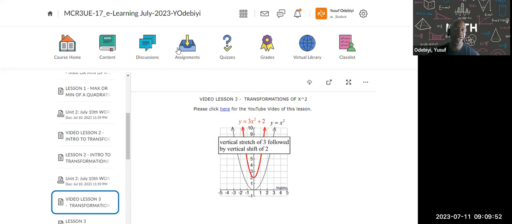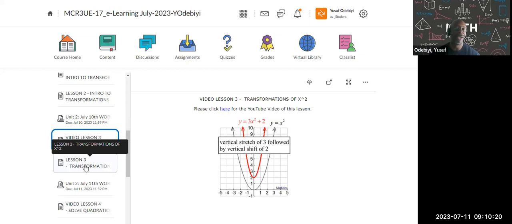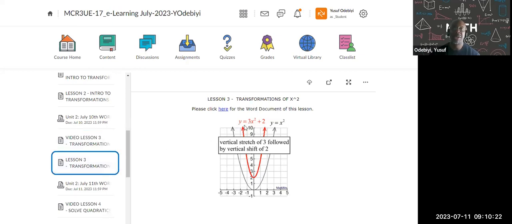Erica, thank you. So transformations of x squared. Well, x squared we know is a quadratic, right? So we say transformation. This is what we're looking at here. There's y equals x squared, and then a transformation that moves up 2, and then it's stretched by a factor of 3, vertically stretched. That's an example right there. So let's go into the video for that. And I think there is another lesson, which is more transformations.